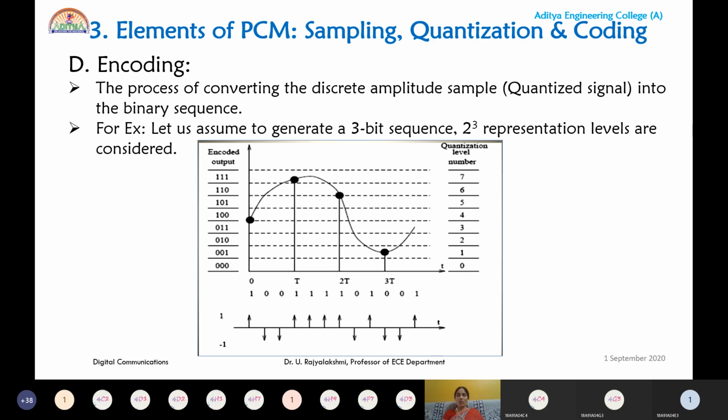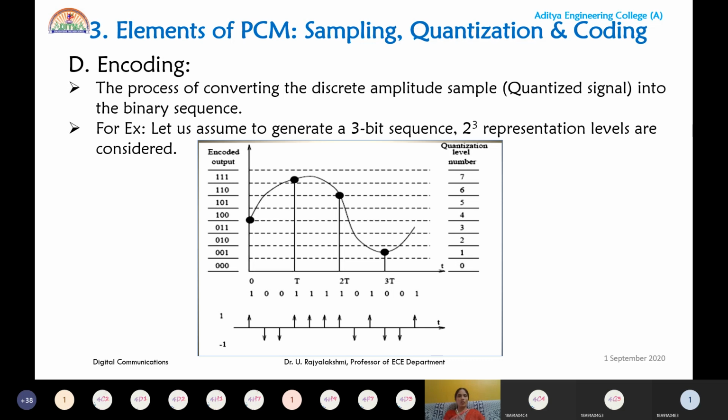If you consider this as voltage, the right side magnitudes are nothing but the voltage levels of the message signal. Now these analog voltages are converted into the binary sequence by using this encoder. Finally you generate a binary sequence in the form of a code, that is a 0 or 1 sequence. So this is about the encoder.